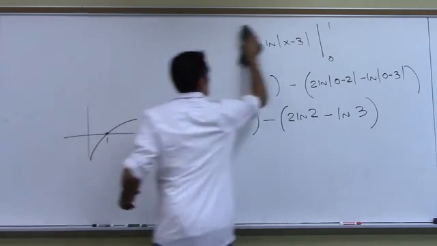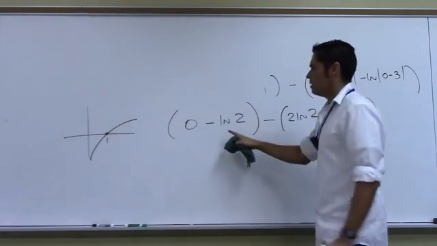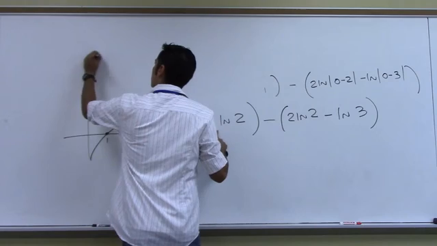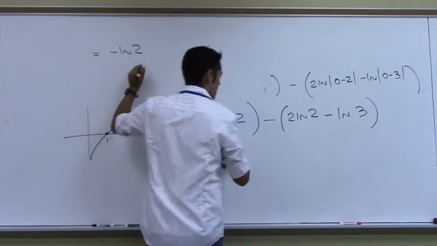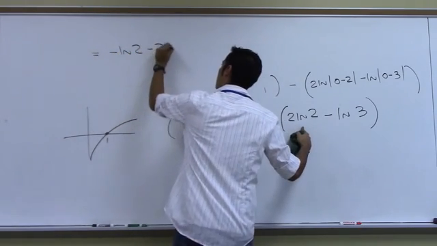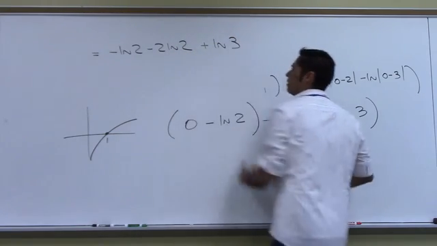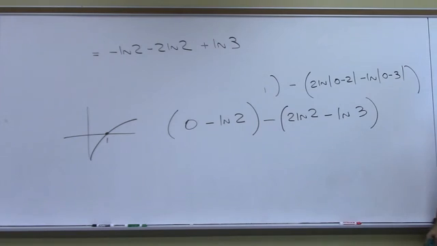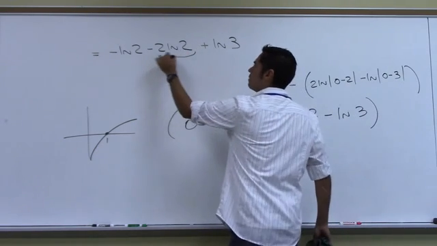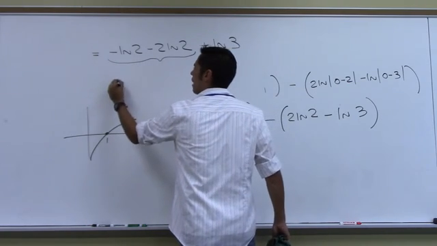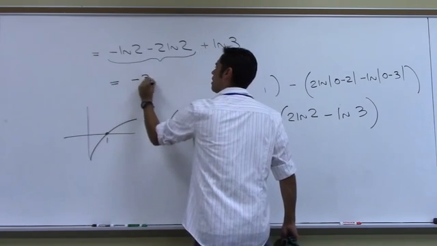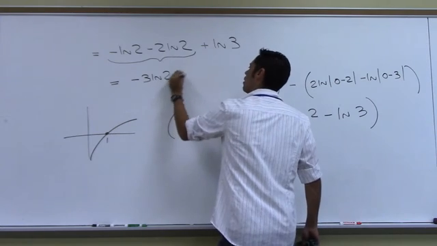Let's clean this answer up. This is negative natural log 2, and then distribute through minus 2 natural log 2, and then plus natural log 3. Can I do any more cleaning up here? These two can come together to give me how many of them? Negative 3 natural logs of 2 plus natural log of 3.